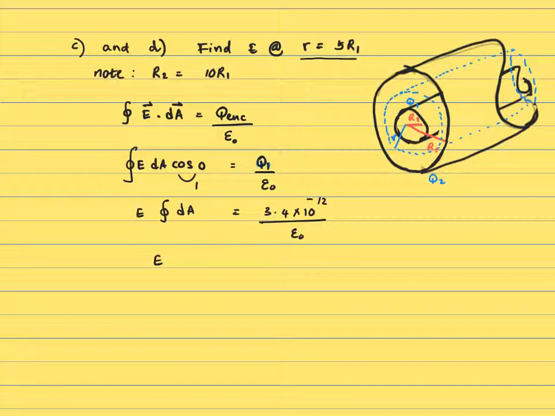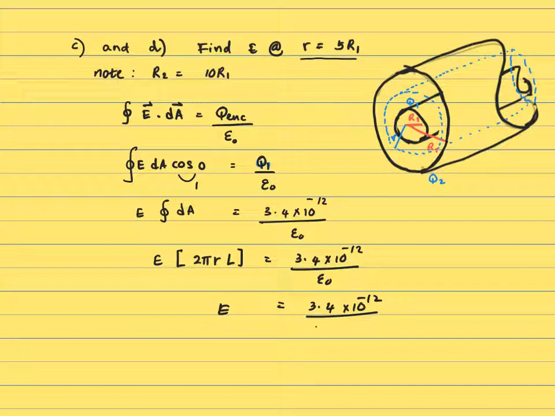And for the E dA, like last time, the full area of the cylinder is 2 pi R L, where L is the length of the cylinder. So 3.4 times 10 to the negative 12 divided by epsilon naught. Like last time, E equals 3.4 times 10 to the negative 12 over 2 pi R L epsilon naught. So this time R is different from last time, and also the enclosed charge has a positive value.